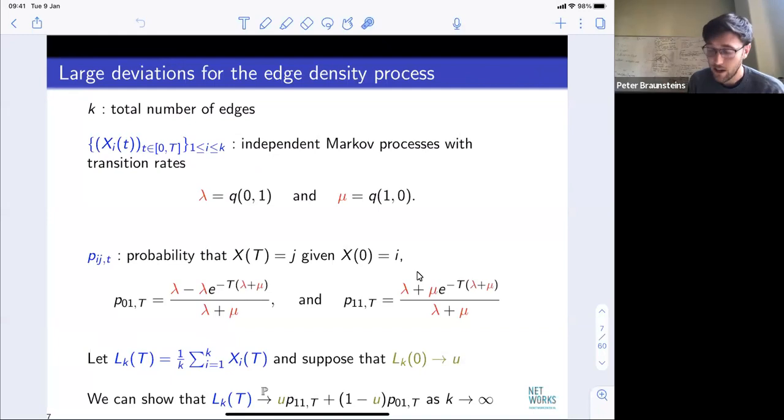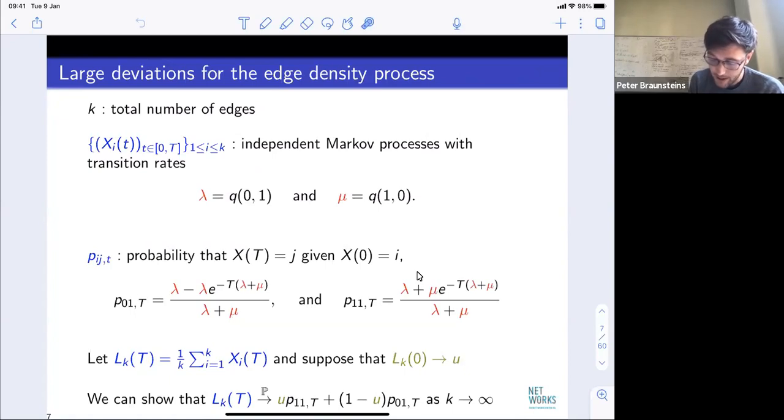We're going to need some kind of initial conditions. And we're specifically going to assume that the initial edge density converges to some constant value u. So we're going to say that asymptotically, the proportion of edges that are initially on is equal to u. And we can show that we can derive a law of large numbers.